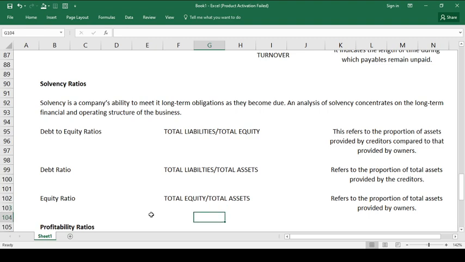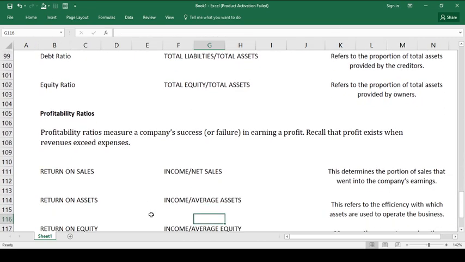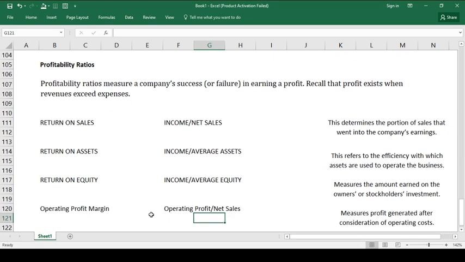The last category that we need to discuss is profitability ratio, that under your level, I prepared only 4 ratios for you to understand. Profitability ratios measure the company's success or failure in earning profit. Recall that profit exists when revenues exceed expenses. Under this category, we have 4 profitability ratios. We have the return on sales or the ROS, the return on assets or the ROA, the return on equity or the ROE, and the operating profit margin.